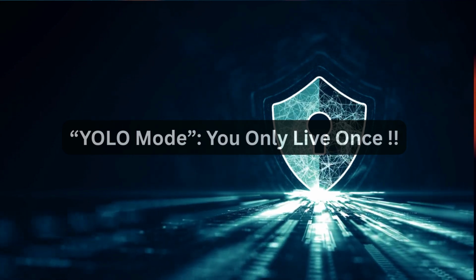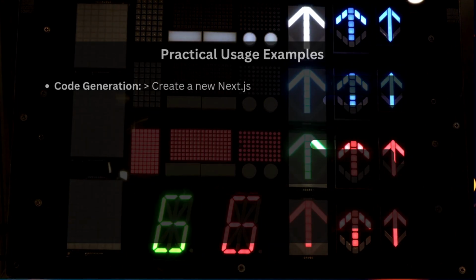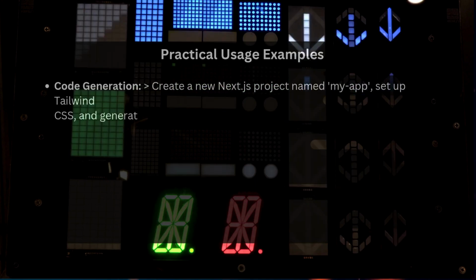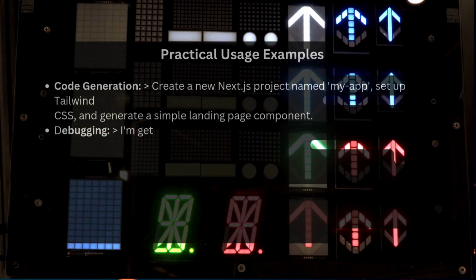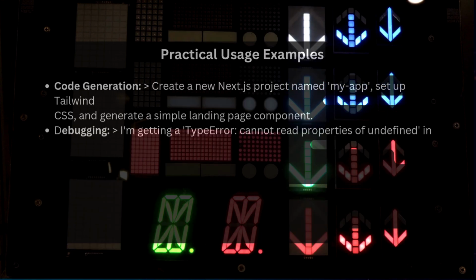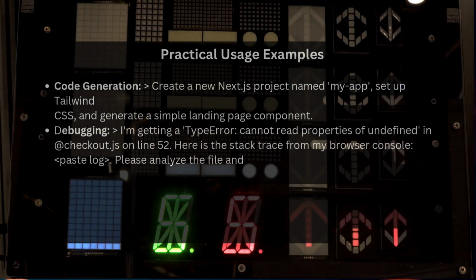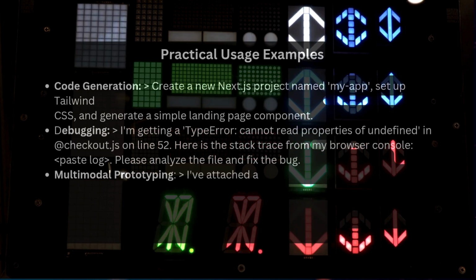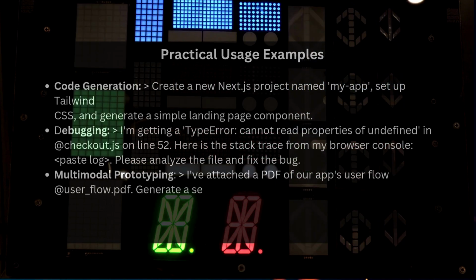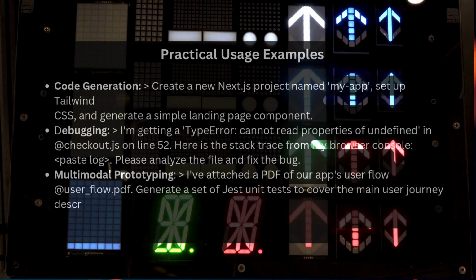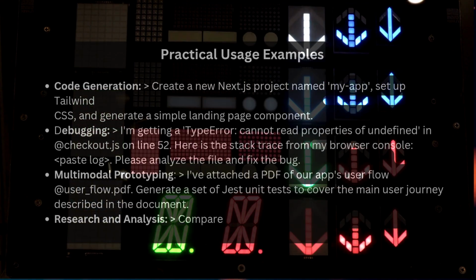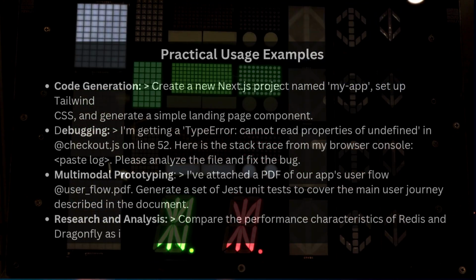Understood. So give us one really cool practical example of putting this all together. Okay, how about this? I have attached a PDF of our app's user flow at userflow.pdf. Can you analyze the main journey described and generate unit tests to cover those steps in auth_module.test.js? Nice. Multimodal input, understanding a document, generating code into a specific file. That's compelling.